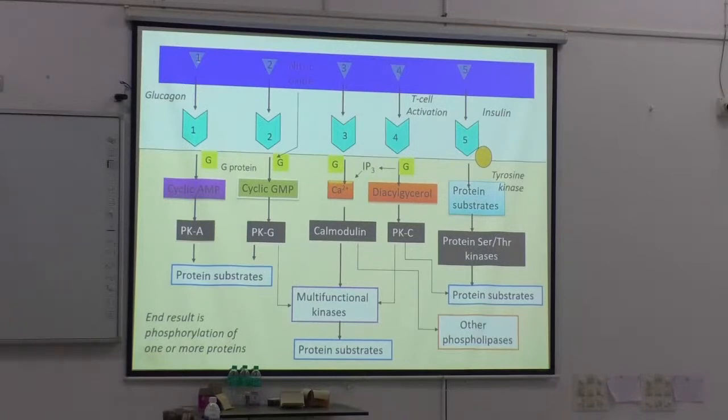Number 3, calcium. Correct? This calcium 2 plus works through calmodulin, forming calcium-calmodulin complexes, right? Multifunctional kinase activity, or in some cases other phospholipases. Diacylglycerol, what is that? The end product of breakdown of phospholipid by PLC, phospholipase C.